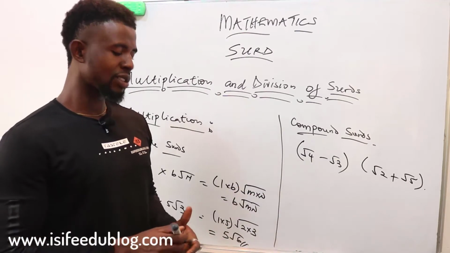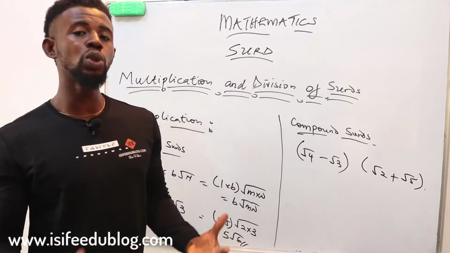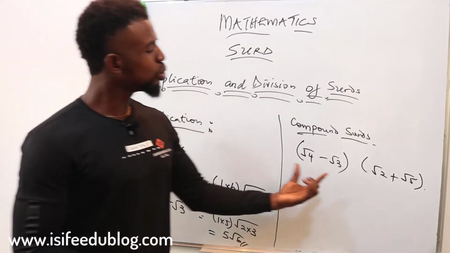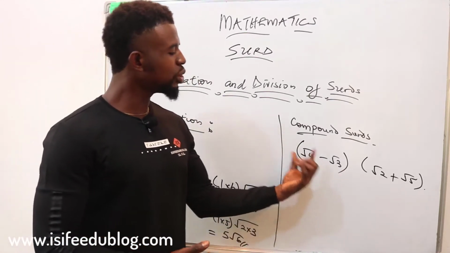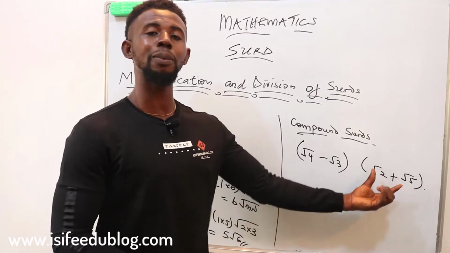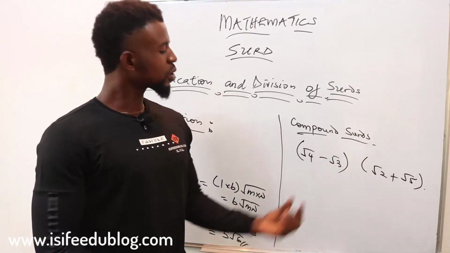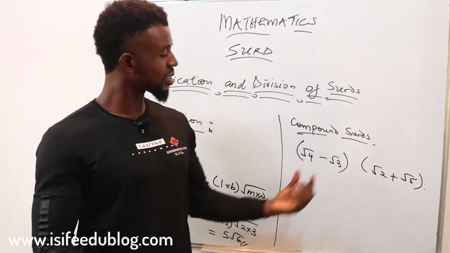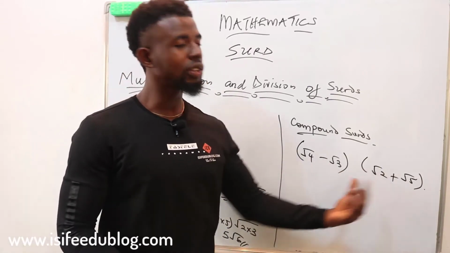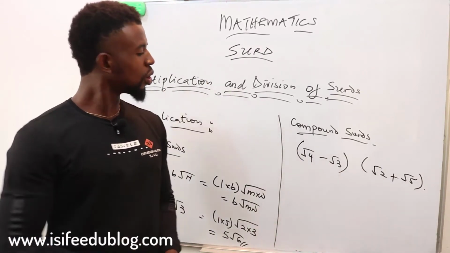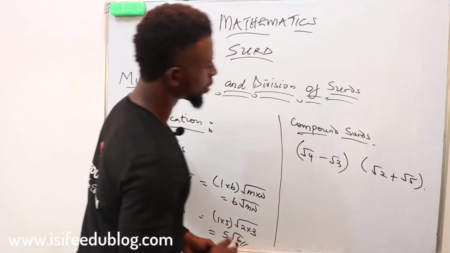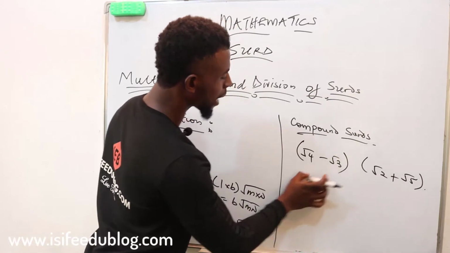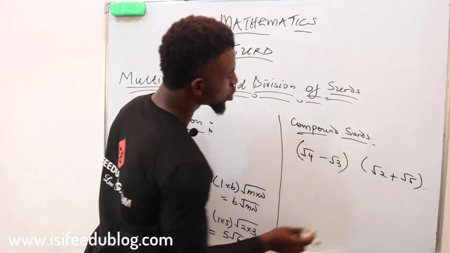Now this is very, very simple. It is the same way we do our algebraic multiplications. And how do we do it? We'll pick one of the brackets and use everything we have in the bracket to multiply the other bracket. So it's either we pick our first compound surd or the second. Let's pick the second. So it means I will use every value here to multiply every value here. So we'll start with root 2.